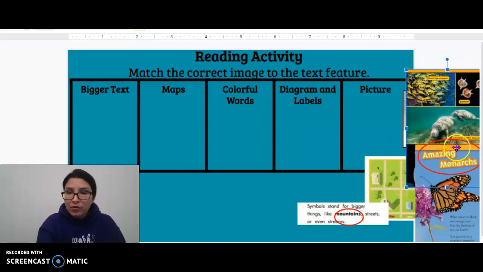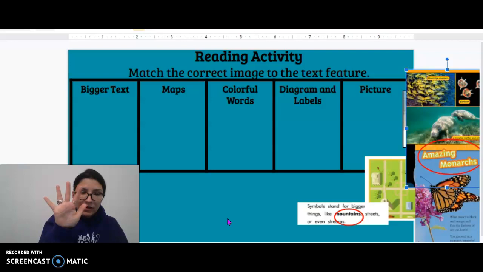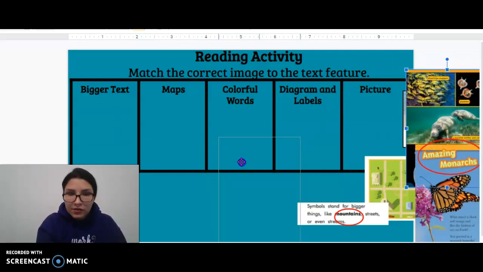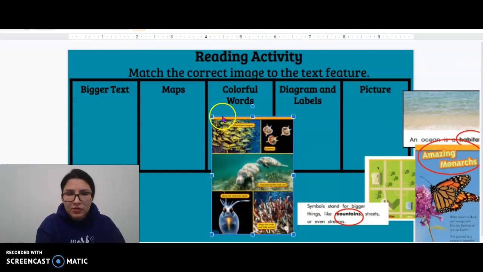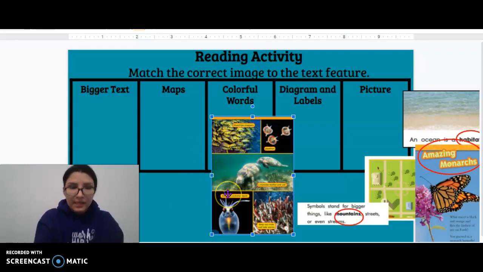So just think of 1, 2, 3, 4, 5. So I'm going to pull an image over here, and I need you to help me by showing me how many fingers you have in which spot this image goes, okay? So here's the first one. And I don't have any red circles, or I do, but they're really small. They're right here. We're looking at these little words right here. These words next to the images. Go ahead and think about it. Is it bigger text, maps, colorful words, diagram and labels, or picture? What is this an image of? Give you some time to think about it.